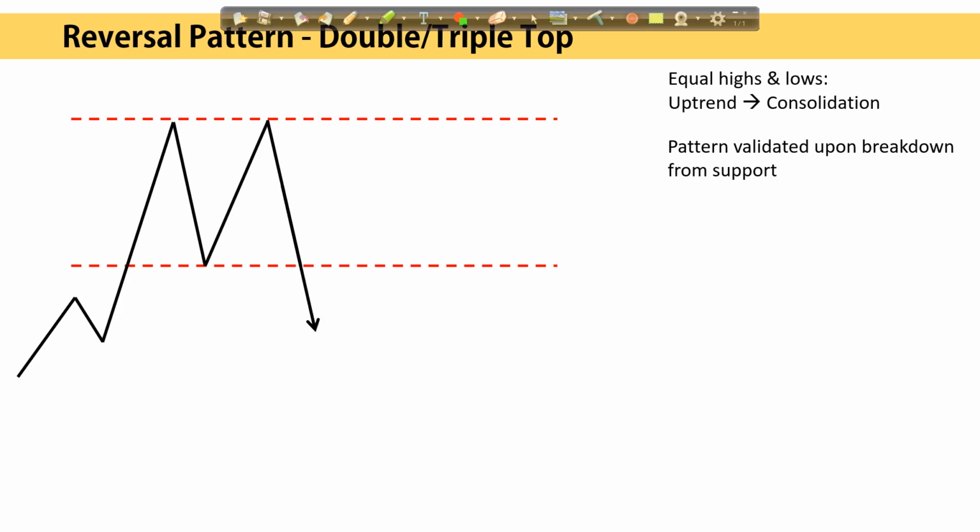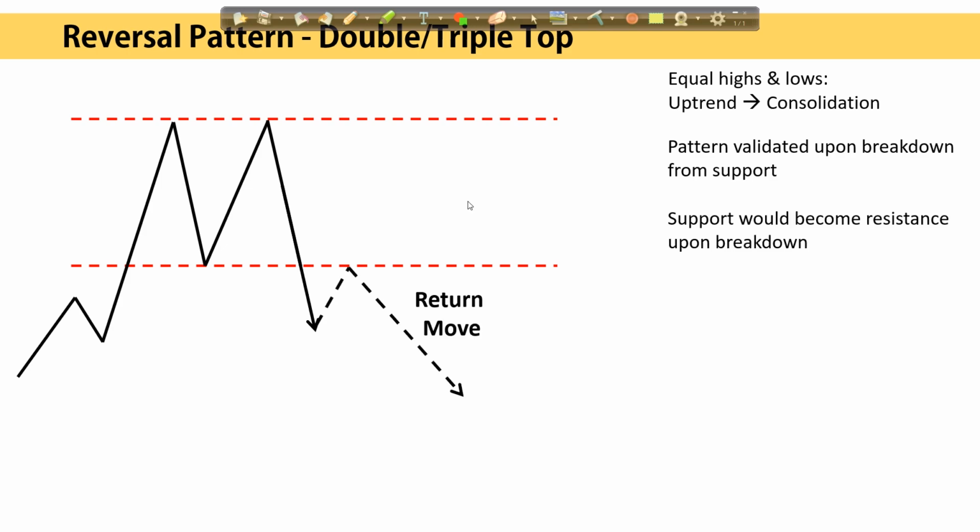And likewise, a return move is possible on a weaker breakout. And this return move could test the new resistance, and it should be rejected by this new resistance to show that the pattern is indeed valid. So just like the head and shoulder pattern, two trading opportunities. The first one upon the immediate breakout, the second one upon the rejection by the resistance on the return move.